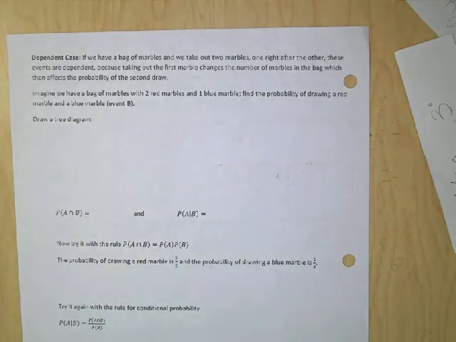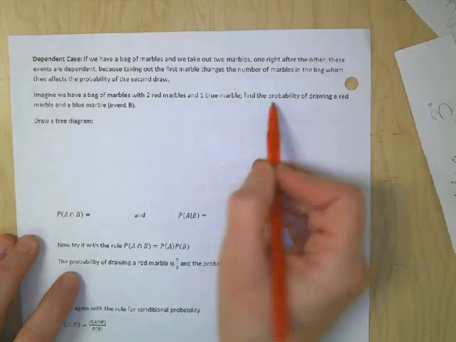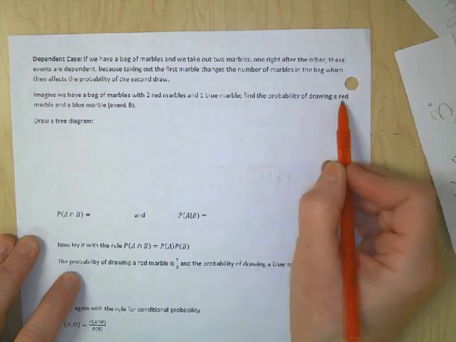But now we're going to look at a slightly different situation. We have a bag of marbles. We've looked at marble bags before. And we're going to be pulling out two marbles, one right after the other. These events are going to be dependent because if we take out the first marble, it changes the number of marbles in the bag, which then affects the probability of the second draw. So imagine we have a bag with two red marbles and one blue marble. Find the probability of drawing a red marble and a blue marble.